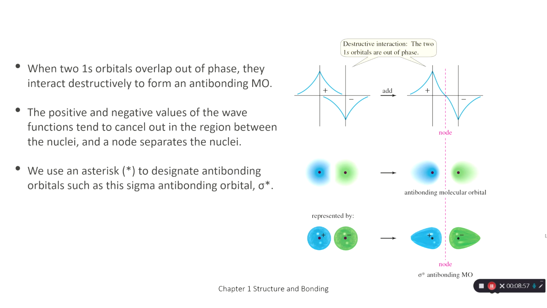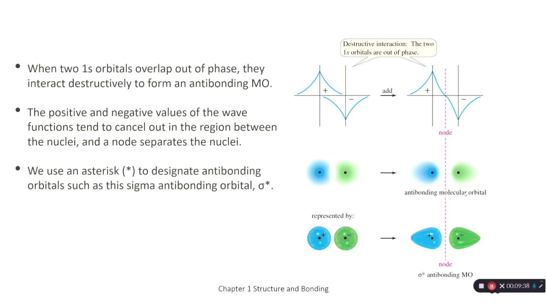So what about when they are out of phase with each other? When we have 2 1s orbitals that are combining when they're out of phase, they're going to interact destructively, and they're going to form what is called an anti-bonding molecular orbital. So here you have a positive phase of 1s and a negative phase of a 1s combining, and you'll notice that there's a cancellation right here when these 2 combine, and that's actually going to give you a node in the molecular orbital where there's 0 electron density. We were talking about nodes earlier. So when that happens, what you have is the formation of an anti-bonding molecular orbital.